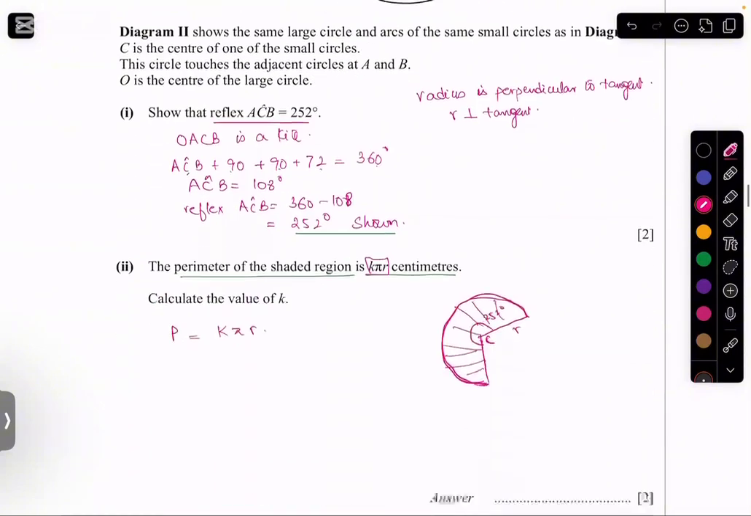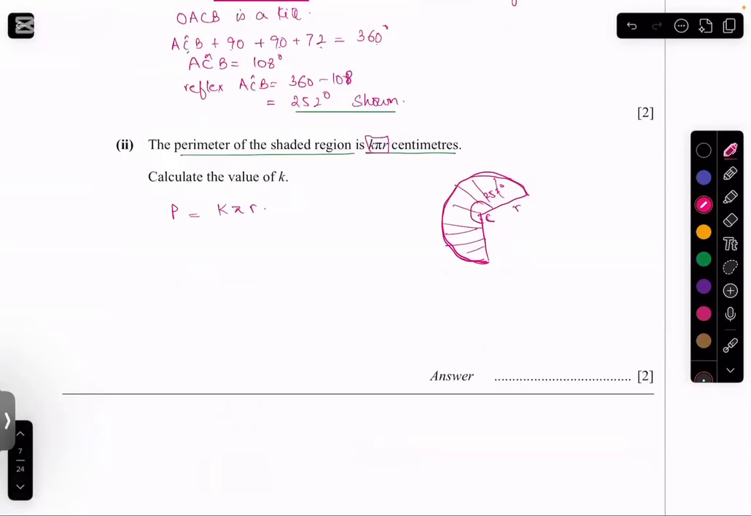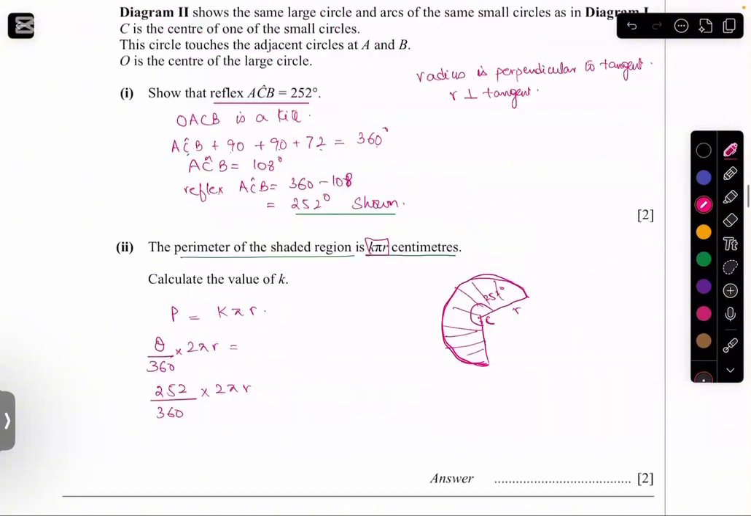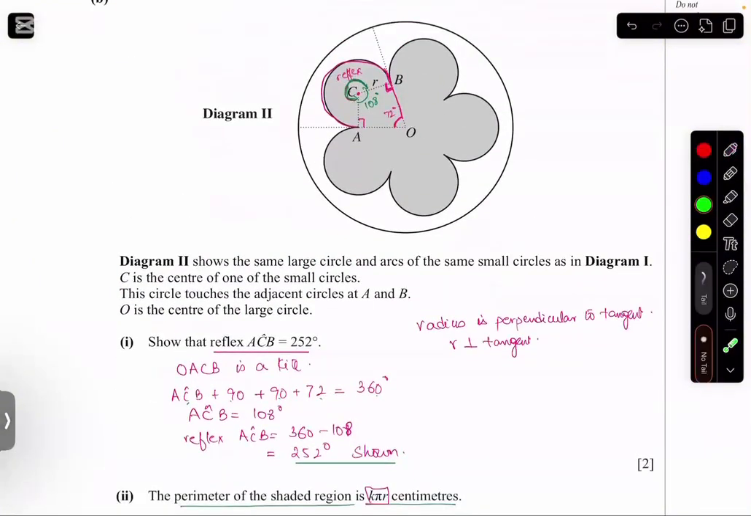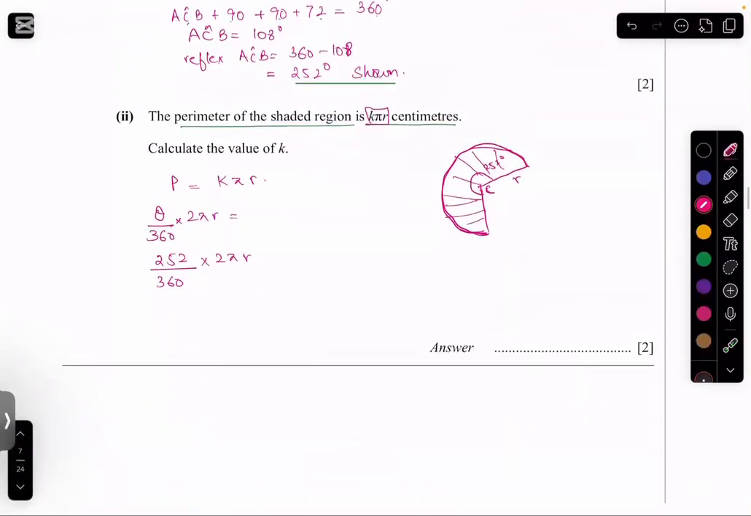So I will be applying the arc length formula, which is theta over 360 into 2 pi r. And theta in this case is 252 degrees, so 252 over 360 into 2 pi r. And because there are 5 such arcs, 1, 2, 3, 4, and then 5, I should multiply this by 5, and this should be equal to k pi r.